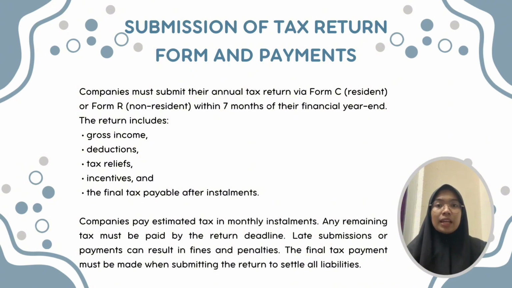Companies must submit their annual tax return via Form C, resident, or Form R, non-resident, within 7 months of their financial year end. The return includes gross income, deductions, tax relief, incentives, and the final tax payable after installments. Companies pay estimated tax in monthly installments. Any remaining tax must be paid by the return deadline. Late submission or payment can result in fines and penalties. The final tax payment must be made when submitting the return to settle all liabilities.